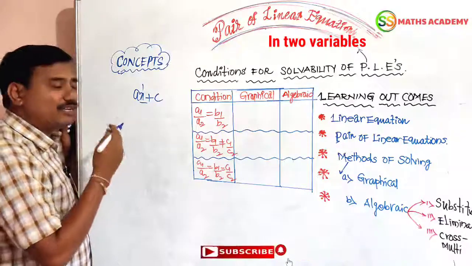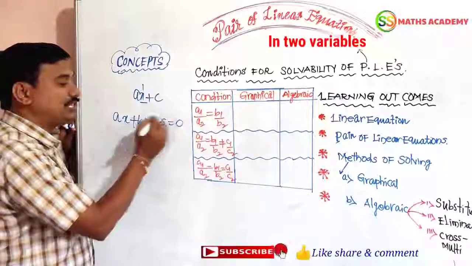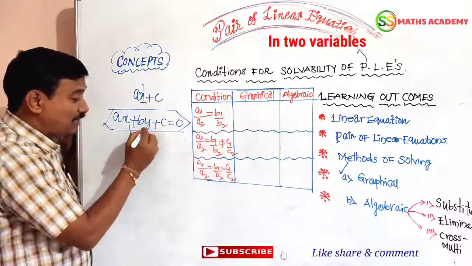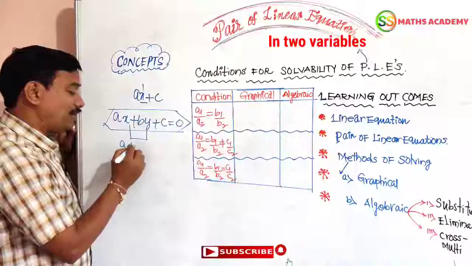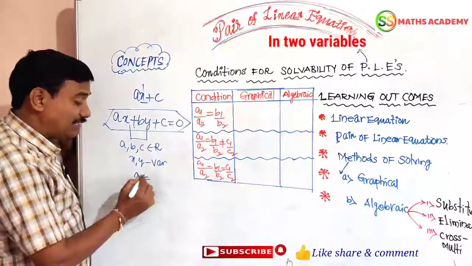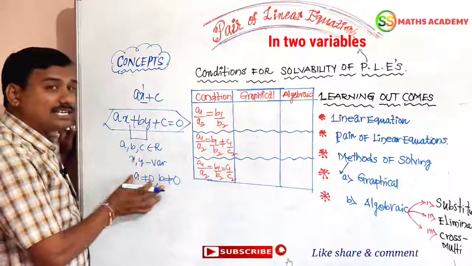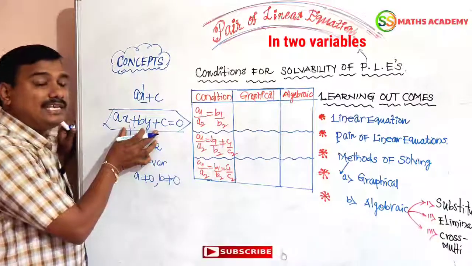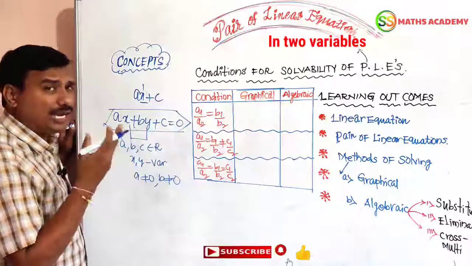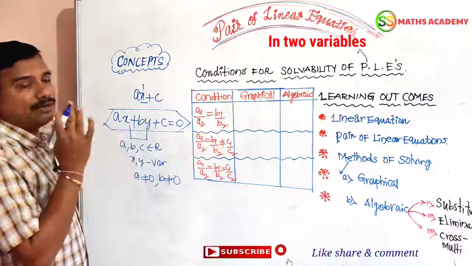What about linear equation in two variables? Simple only. ax plus by plus c is equal to 0. This is called a linear equation in two variables. Here x and y are called the two variables. Here a, b, c all belong to real numbers. Here a is not equal to 0, b is also not equal to 0. If the condition is satisfied, then it is known as a linear equation in two variables, right? X and y are variables. You can take p, q, l, m of your choice, but small case letters we have to use as variables.